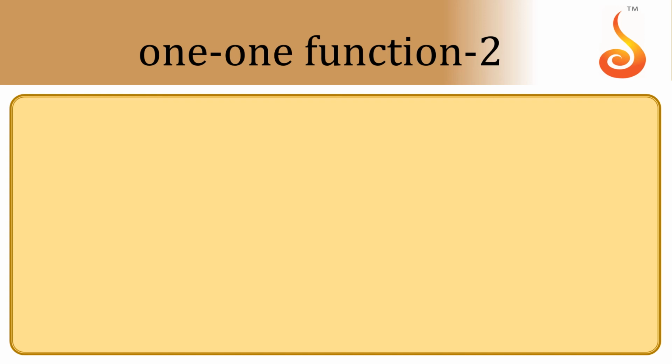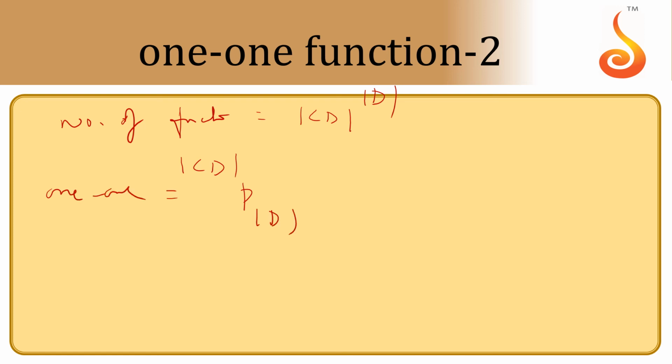Now how to find the number of 1, 1 functions, number of many to one functions? So the total number of functions will always be cardinality of codomain to the power of cardinality of domain. Then 1, 1 functions will be cardinality of codomain permutations with cardinality of domain. So many to one functions will be total functions minus 1, 1 functions.